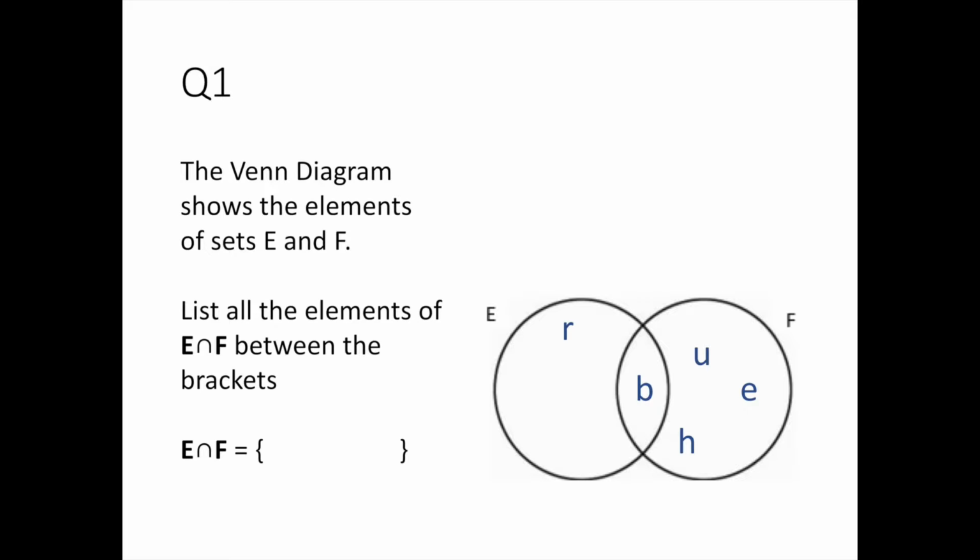Question 1. The Venn diagram shows the elements of sets E and F. List all the elements of E intersection F between the brackets. You have 1 minute to answer this question.